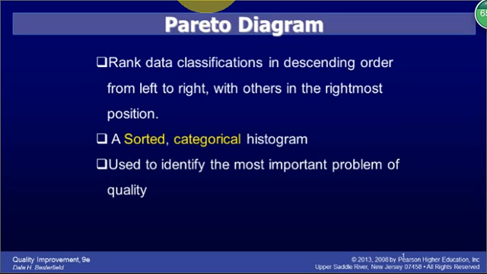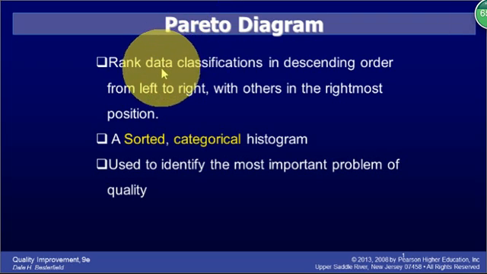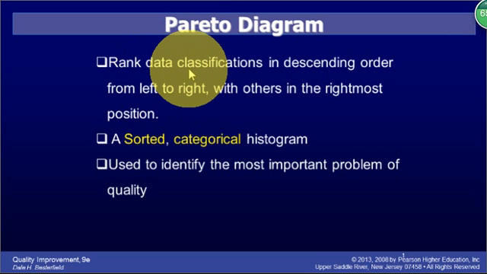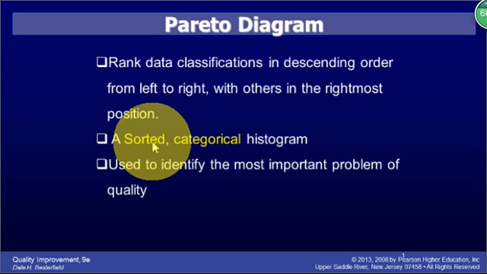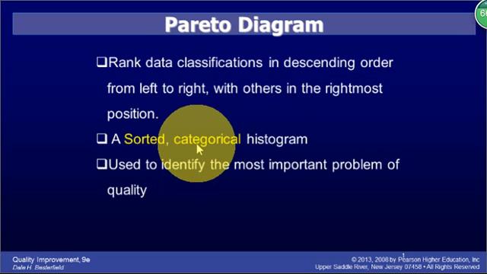Next, we are going to talk about the Pareto diagram. The Pareto diagram is introduced in our textbook in chapter 3, and I'm going to put it here because it's just a special case of histogram. A Pareto diagram ranks the data classifications in descending order from left to right, with others in the rightmost position. Others is just one class that is not specifically defined. So a Pareto diagram is a sorted and categorical histogram.